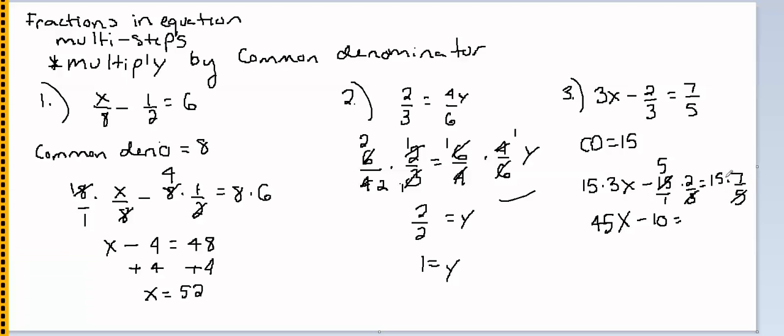And then over here, 5 is going to divide into 15 3 times. 3 times 7 is 21. And then I'm going to add the 10 over to the 21, because here's my x, and I've got to get rid of that 10 first. Those ones will cancel to 0, and I have 45x equals 21 plus 10 is 31. I'm on my last step. 45 times x, the opposite is going to be to divide by 45.